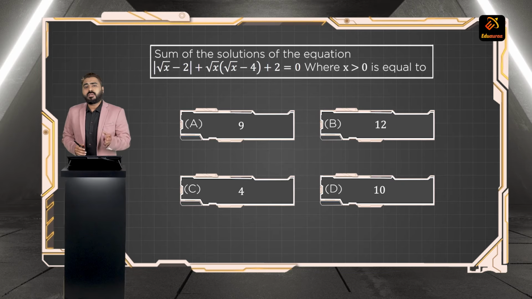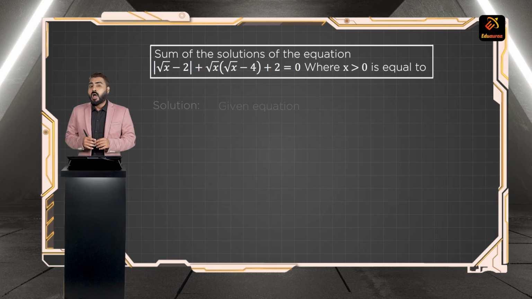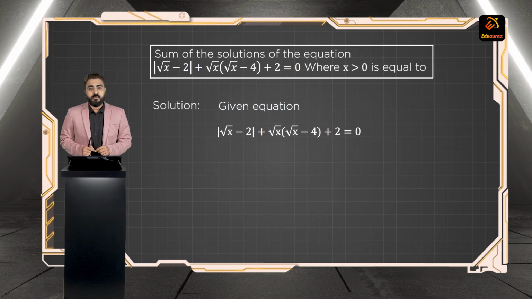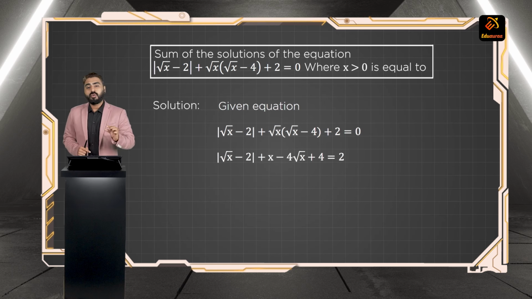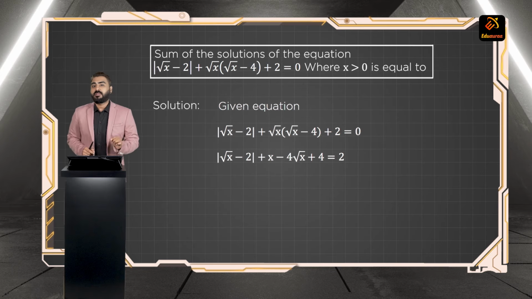So we have to reduce the given equation into a quadratic equation. So how do we solve? Now, what is the equation, students? It is mod of root x minus 2 plus root x into root x minus 4 plus 2 equals to 0. So students, what should be the next step? So let's multiply this root x inside, and the next step we will write it as mod of root x minus 2 plus x minus 4 root x plus 4 equals to 2.